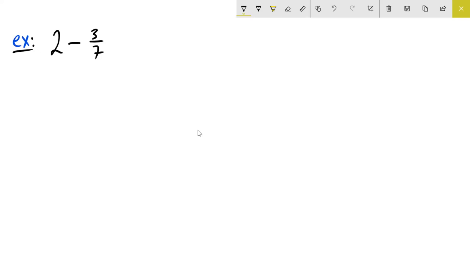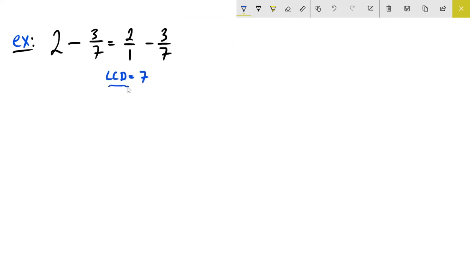Yeah. So just like with multiplication and division, anytime you get whole numbers or mixed numbers thrown into a fraction expression and you want to simplify it, you want to take that whole number and rewrite it as a fraction. Right? So that whole number will be rewritten as 2 over 1. You got 3 over 7. Now what's the least common denominator here between 1 and 7?